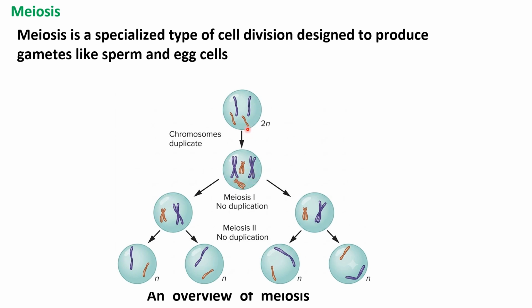Meiosis starts with a single diploid, that means 2N, cell, then the DNA duplicates once and then it follows two consecutive cell divisions called meiosis I and meiosis II. But there is no extra duplication between meiosis I and meiosis II. The ultimate result is one parent cell gives rise to 4 unique haploid daughter cells.